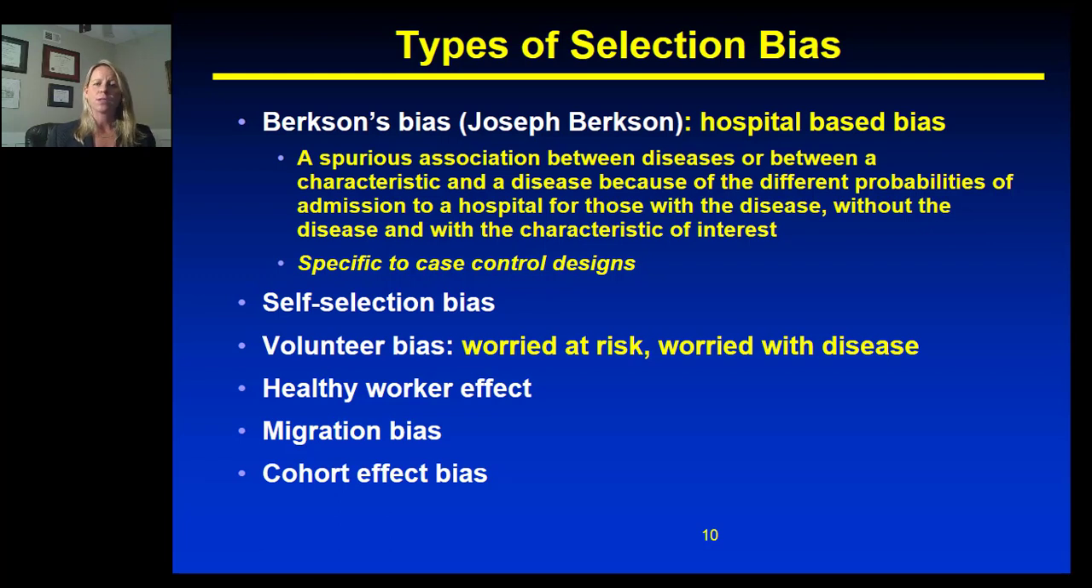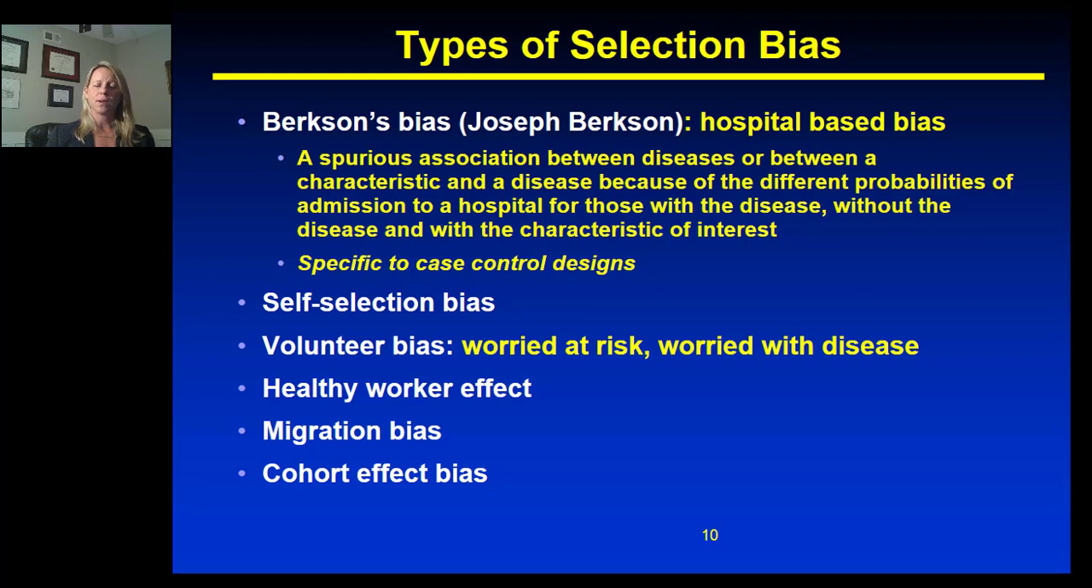There's also a bias called self-selection bias, and this is a bias that occurs when individuals self-select to participate in an observational or experimental study that has to do with some particular factor germane to that individual that's different from those who chose not to participate in the study. That's similar to a volunteer bias, but this volunteer bias particularly is associated with people who choose to volunteer in a study because they're worried about their overall risk of the disease, or they're people with the disease and they're worried about what factors they were exposed to that led to the disease.